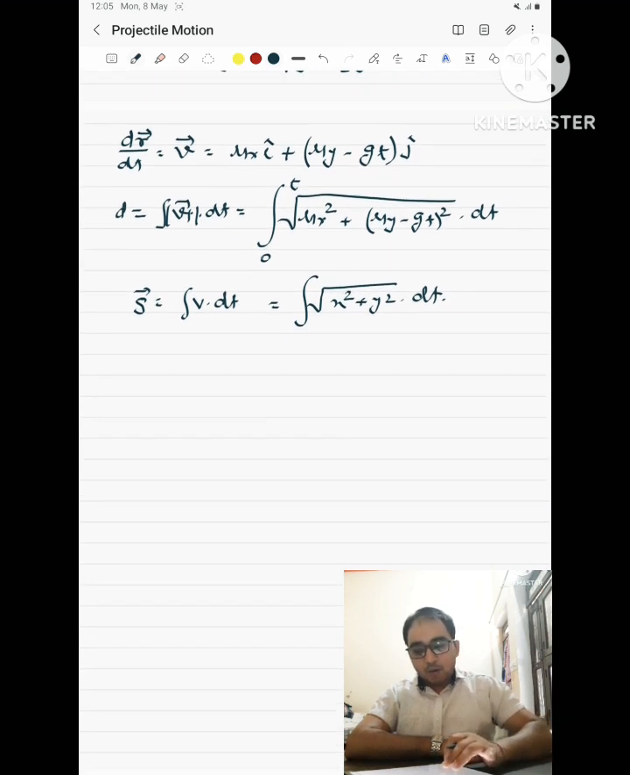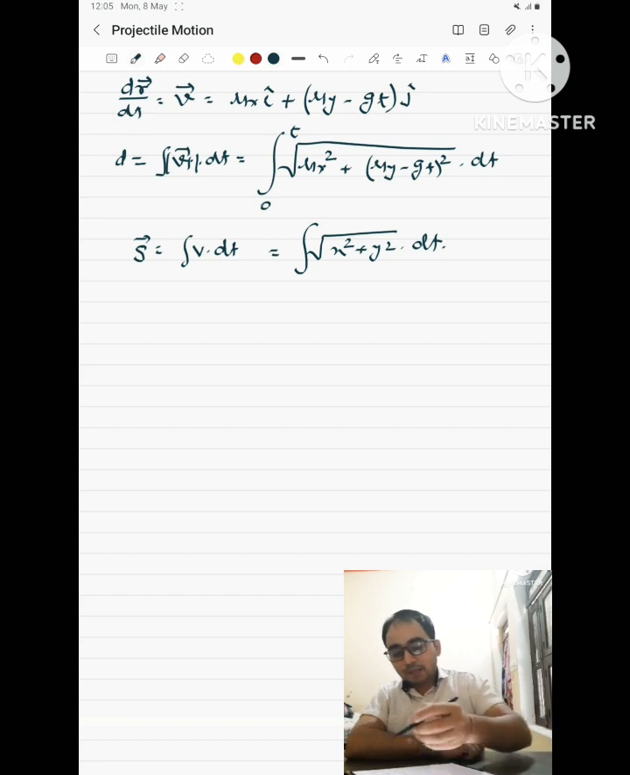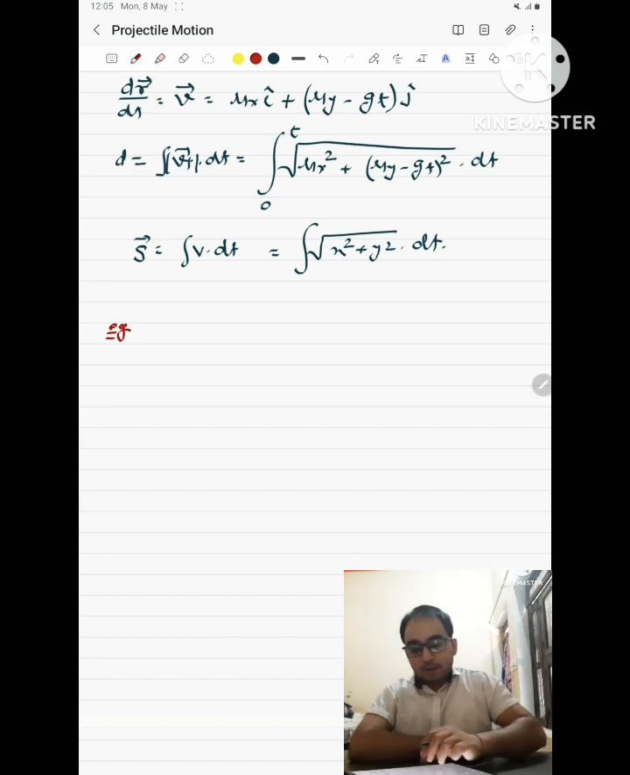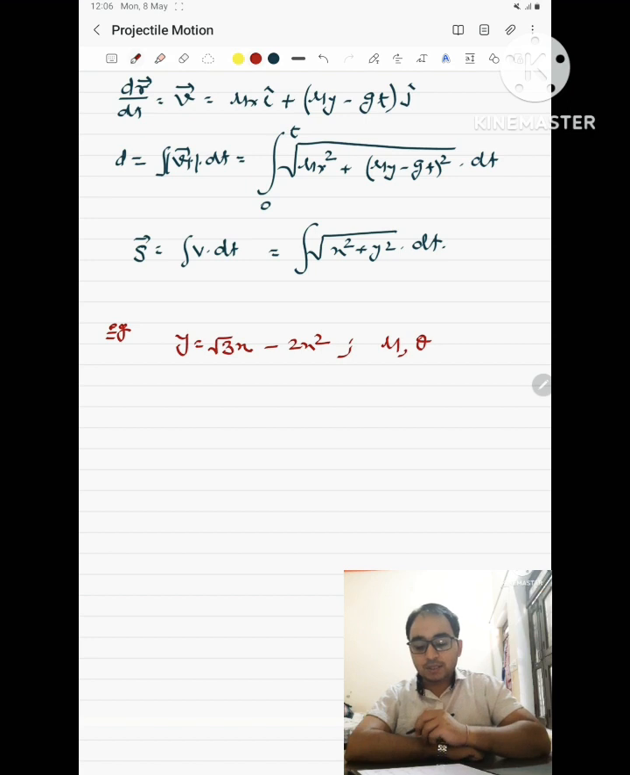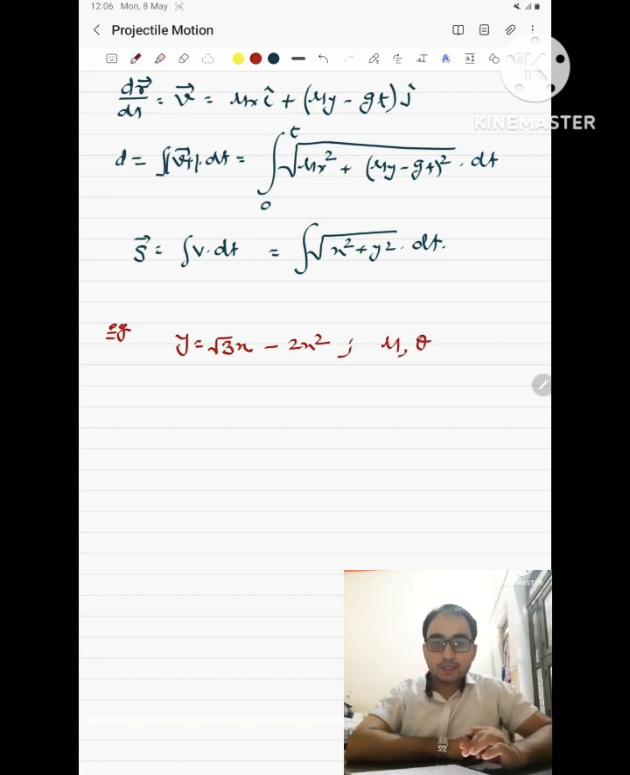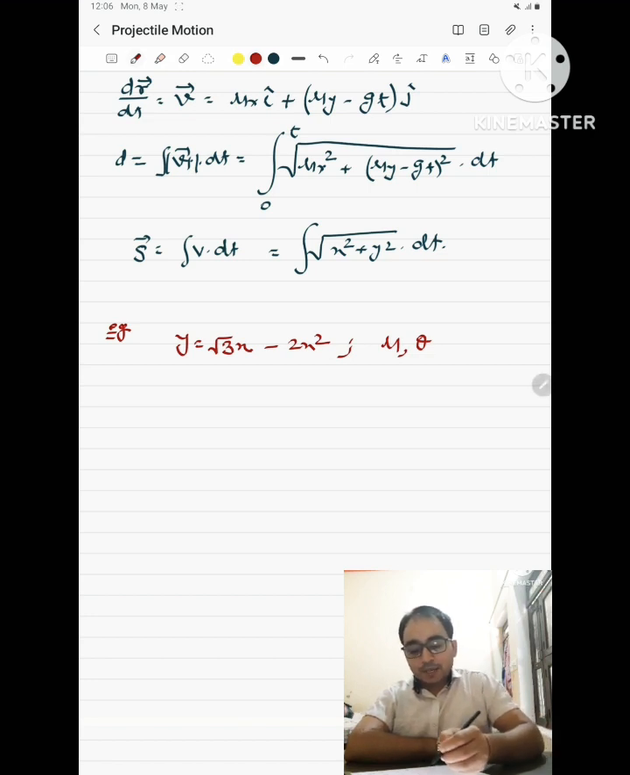Now how can we use these equations? For an example, suppose the trajectory of a particle is given as y is equal to root 3 x minus 2x square. So this is the trajectory of a particle which is thrown with initial velocity u at an angle theta with the horizontal. So we have to find out the initial velocity u and theta.